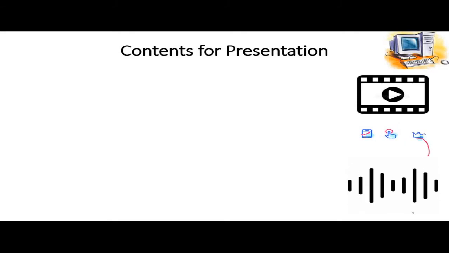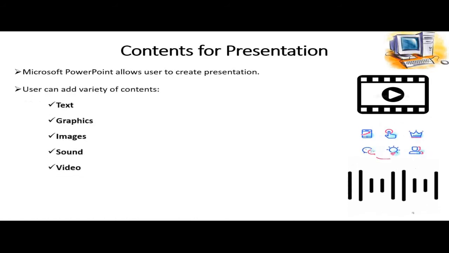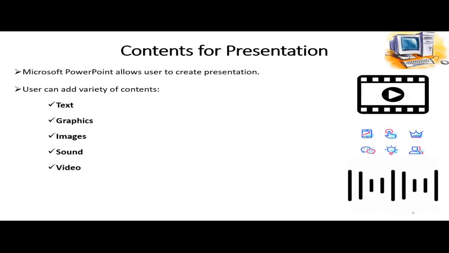And the last thing that we will see in today's lesson is the contents for a presentation, that is, how many types of contents can be added in our presentation. Microsoft PowerPoint allows the user to create a presentation. The user can add a variety of contents, like text, or he can also apply different formattings to the text. He can add different graphics or graphical images, and further sounds can also be added, audio sounds, and furthermore video can also be added in a PowerPoint presentation.